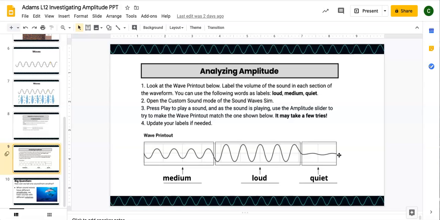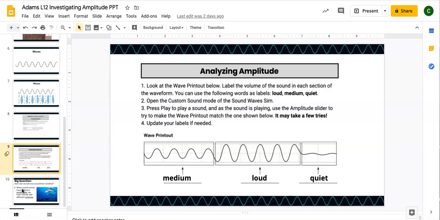The smaller the amplitude got, the more quiet the sound got. The louder the amplitude, the larger the amplitude got, the louder the sound got. So you need to remember those connections when you're completing your classwork.